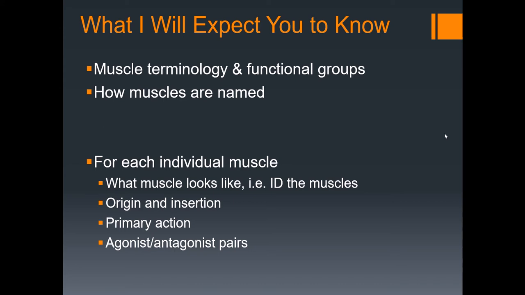So on a diagram, on a figure, tell me what it looks like, tell me its origin and insertion, which is how it attaches to the skeleton. What is its primary action? Why do we have this particular muscle? What does it do for us? And then what is its antagonist? And we'll talk about agonists and antagonists and what those terms mean here in just a second.